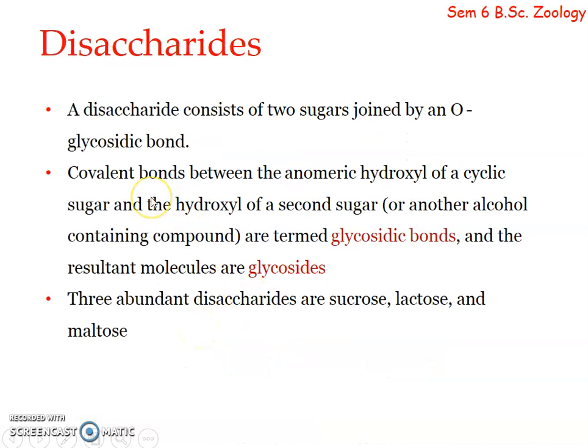Now, a glycosidic bond is a covalent bond formed as a condensation product between the hydroxyl on the anomeric carbon of the first sugar and the hydroxyl on the second sugar. When we are speaking about disaccharides, it is always the hydroxyl on the second sugar. When you are asked to write what a glycosidic bond is, it needn't always be a second sugar. It can be any compound which contains an alcohol and is ready to react with the hydroxyl on the anomeric carbon of the first monosaccharide. The product formed is known as a glycoside.